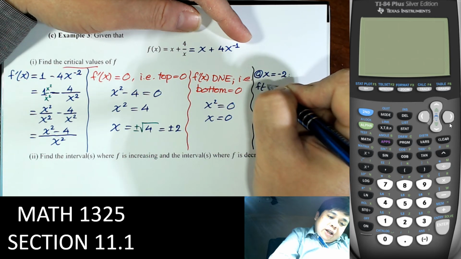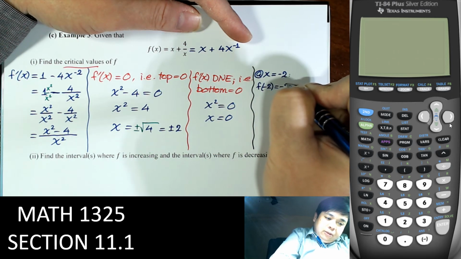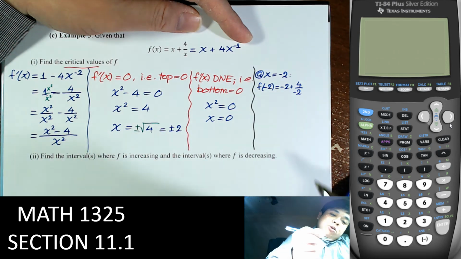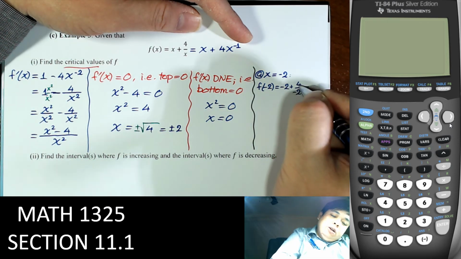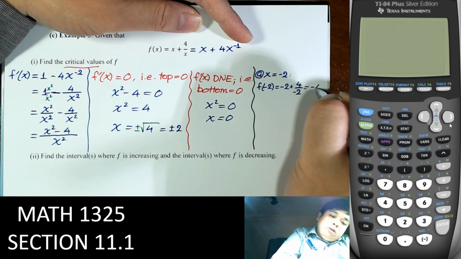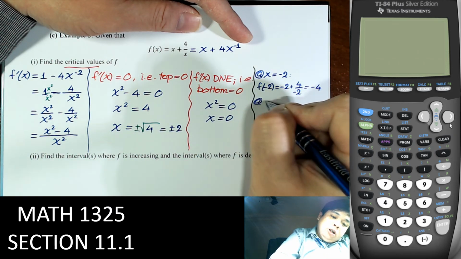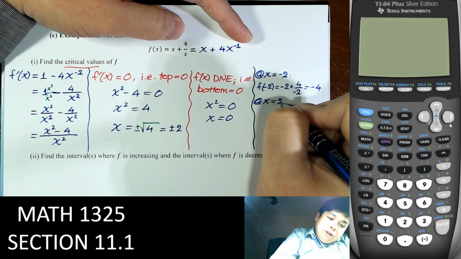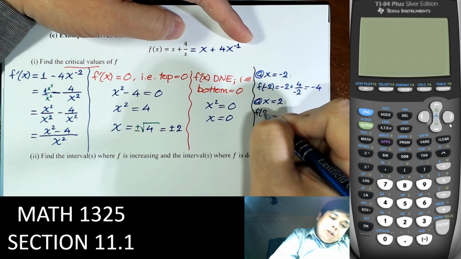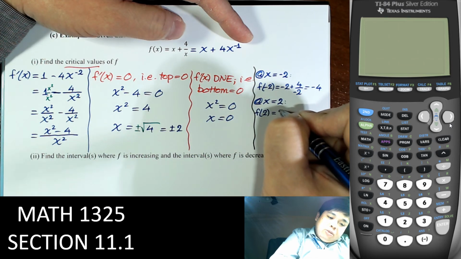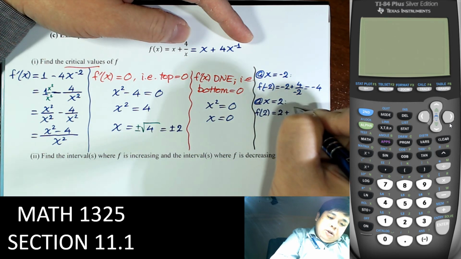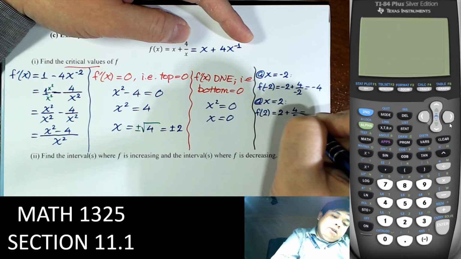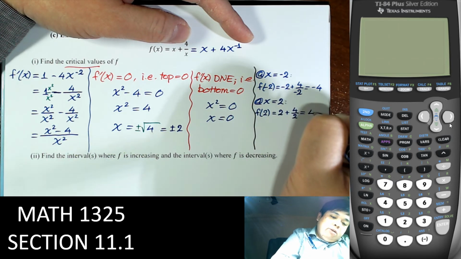The function at negative 2, put negative 2 into x. Negative 2 minus 2 is minus 4. As x equal to 2, put 2 into it. We have 2 plus 4 over 2, and that gives us 2 plus 2, which is positive 4.